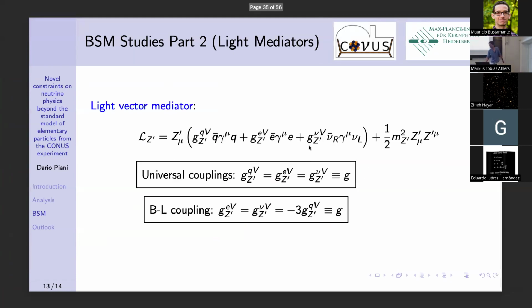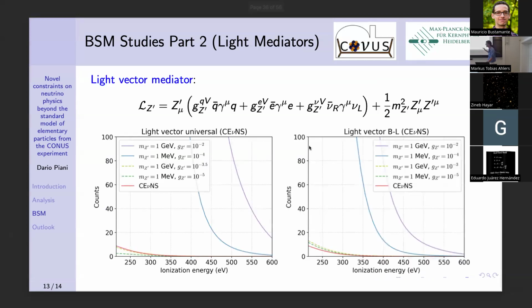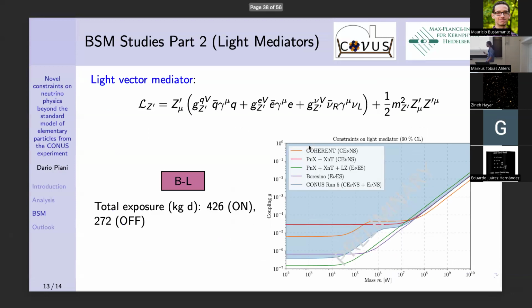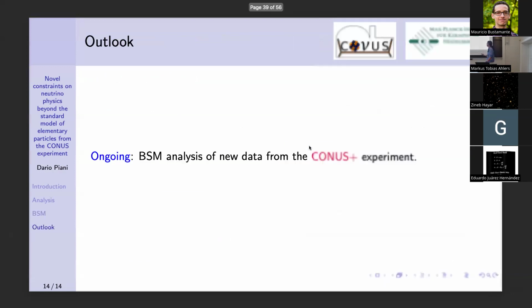The same can be done for the vector case. Here we consider 2 different types of coupling, one the universal and one the B minus L coupling, and cross-section is still the same, more or less. And here is the final exclusion plot that we get for the universal coupling and for the B minus L coupling.